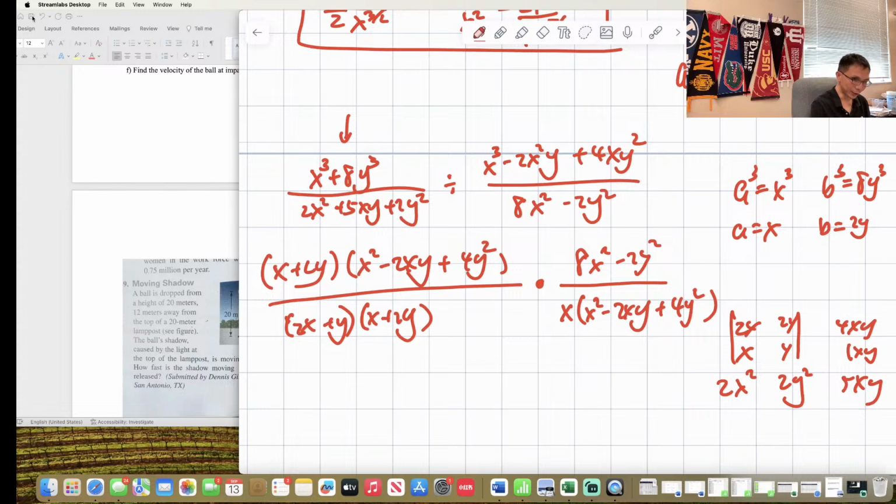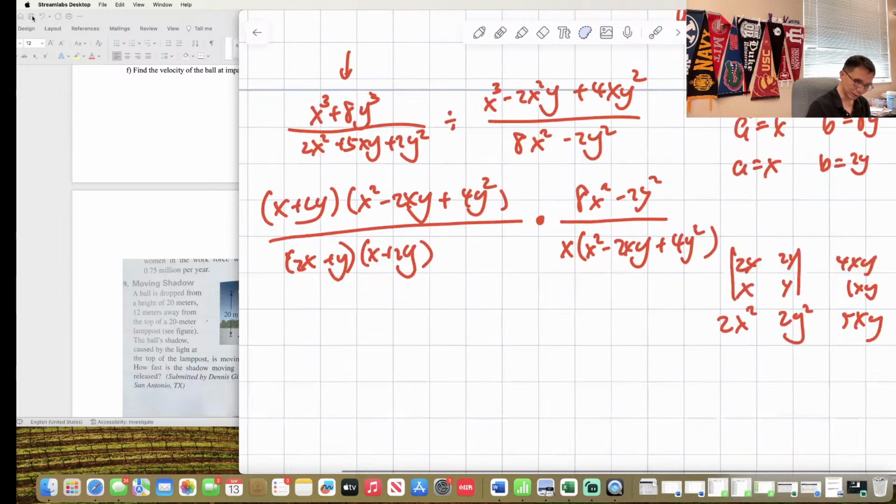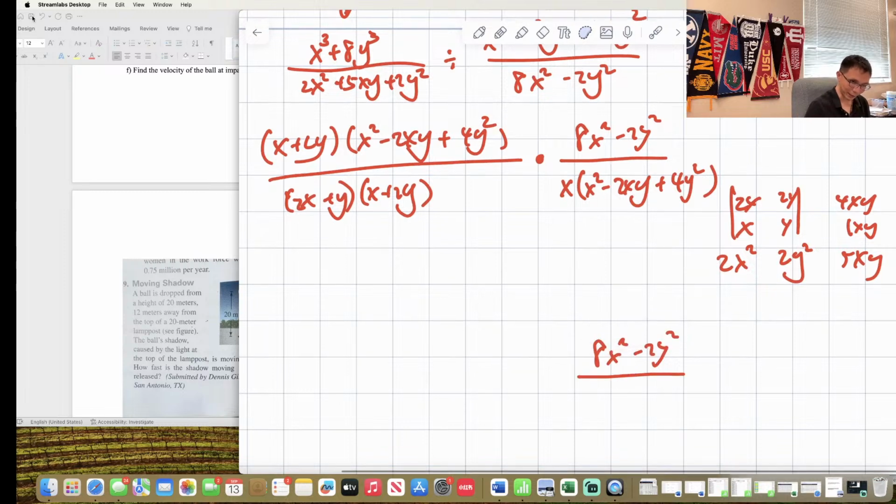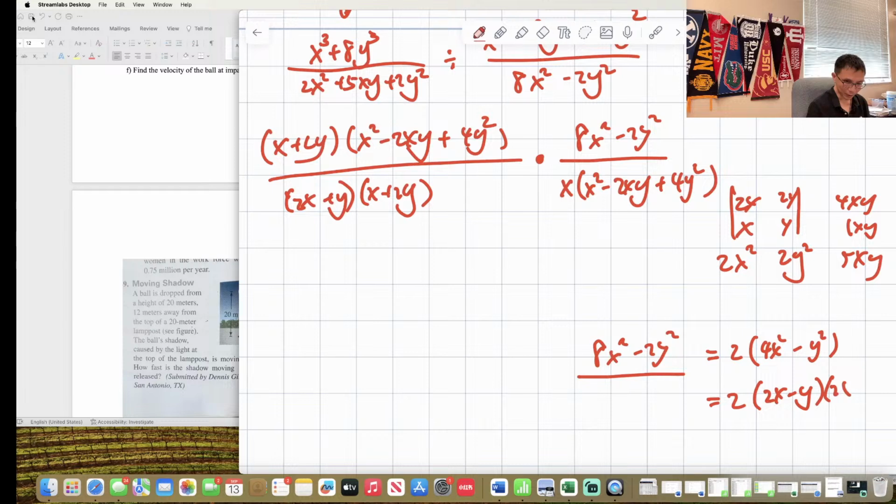Now this part here, I'm going to factor more. So I'm going to do this on the side. So I am going to copy and paste here. And I'm going to factor that by factoring out a 2. Is that okay? So it'll be 4x squared minus y squared. Now hopefully you see that's what? Difference of squares. So it's 2 times 2x minus y and 2x plus y.